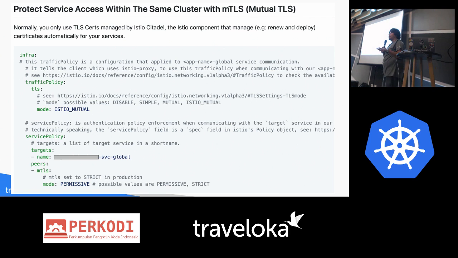Let's say service A and service B need to communicate. When service A wants to communicate with service B, it needs to have MTLS set up. Setting it up is really easy in our case. We just need to say that we are going to enable Istio Mutual, and then we specify the service policy, and then we say the mode should be permissive or strict. So by setting this up, we get the MTLS benefit out of it.